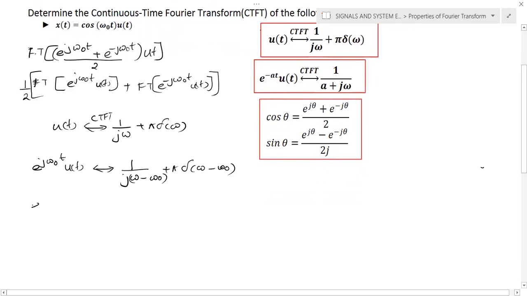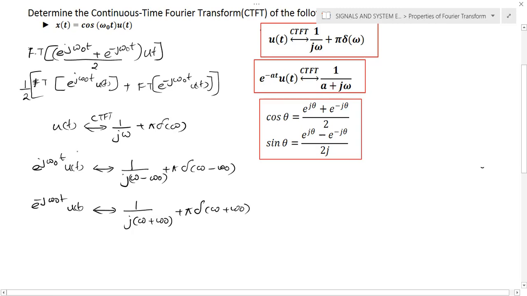Now we can take the next term, that is e raised to minus j omega 0 t into u of t. If you apply the frequency shifting property here, it becomes 1 by j omega plus omega 0 plus pi into del of omega plus omega 0.